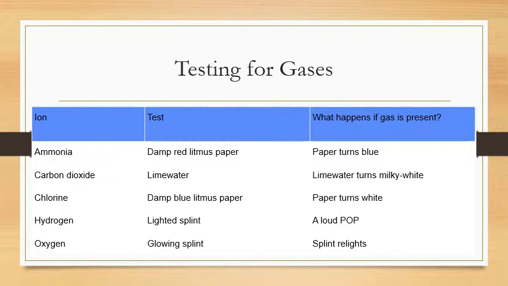Chlorine turns damp blue litmus paper basically white, which is called bleaching. Okay, like bleaching your hair white. Hydrogen, squeaky pop test, so a lighted splint, loud pop. And oxygen is a glowing splint where the splint relights, which you've probably already done as well. Okay, so the next slide is a video kind of reinforcing these ideas.